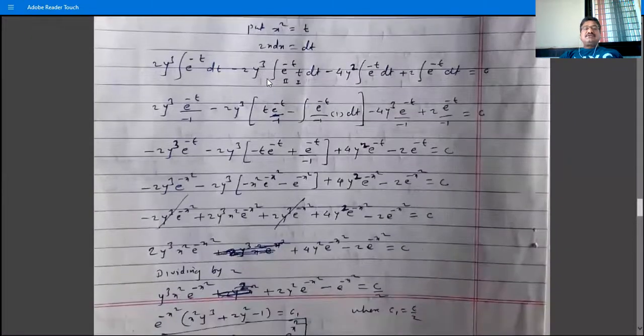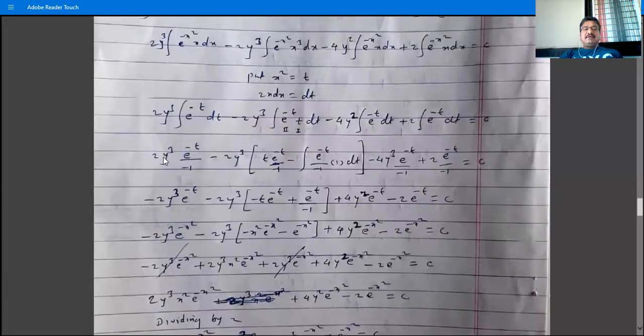here write just x dx as 1/2 dt. So then the next step is y cube. This one half gets cancelled through this y cube, or if you multiply by 2, then all this one half gets cancelled, so we have the same step. Then 2y cube e raised to minus t, integration is e raised to minus t divided by minus 1.